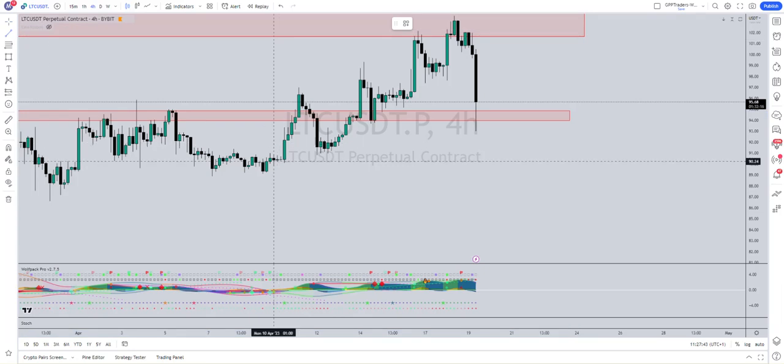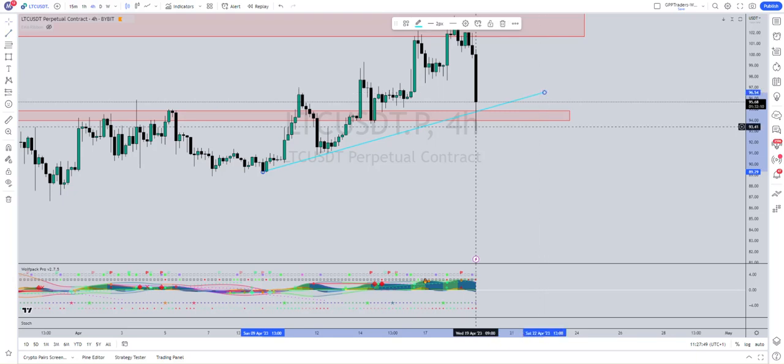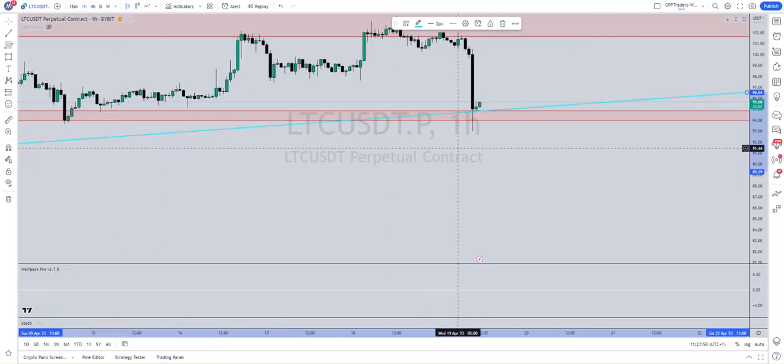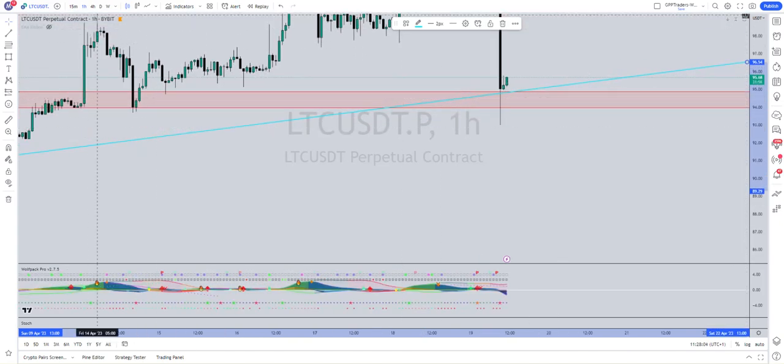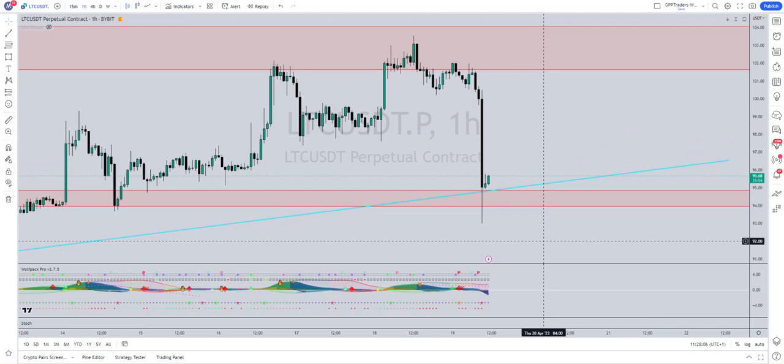I just want to draw a 4 hour trend line as well. So from a 4 hour perspective, it has pierced that. So we don't want to hurry our entry in. We do want to observe what price will do. We can start laddering in now if that's an action we want to take.